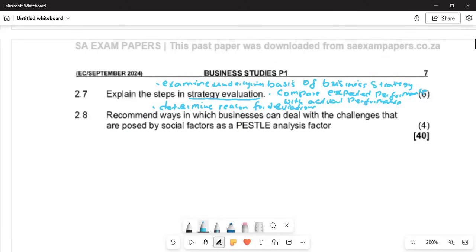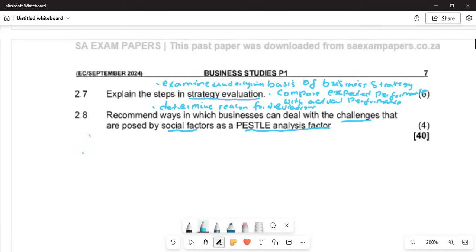Recommend ways in which business can deal with challenges that are posed by social factors as per the SLEPT analysis factors. Recommend ways in which business can deal with challenges that are posed by social factors. This is where now you can learn local languages.